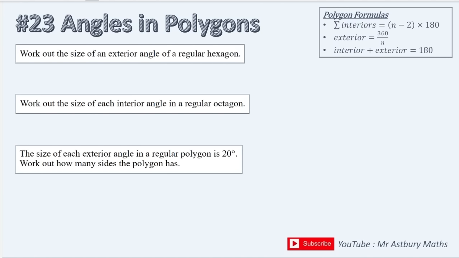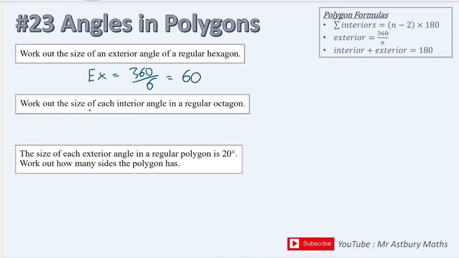Well, we can see here from the second formula, the exterior angle is 360 divided by the number of sides. So if I was to find the exterior angle here, I would do 360 divided by 6. A hexagon has six sides, so the answer is 60.